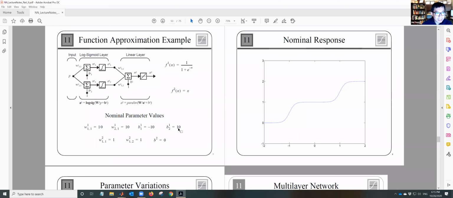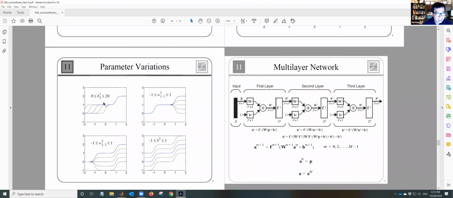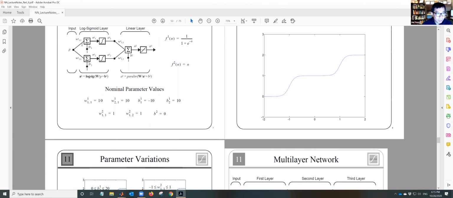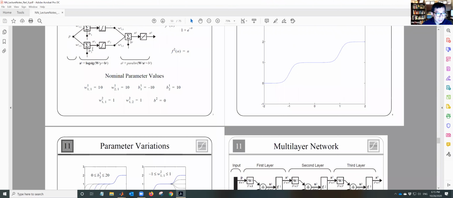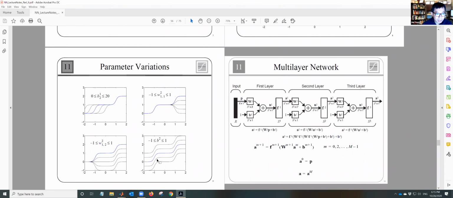Now, if we set the parameters like this, we will get a function like this. If we adjust those weights and biases, you will get a different kind of function. For example, if you adjust the bias here, the second weight over here, you see, you can adjust the different variations.